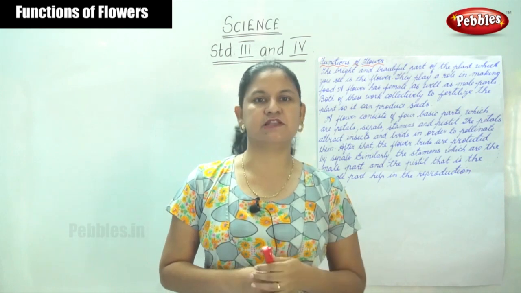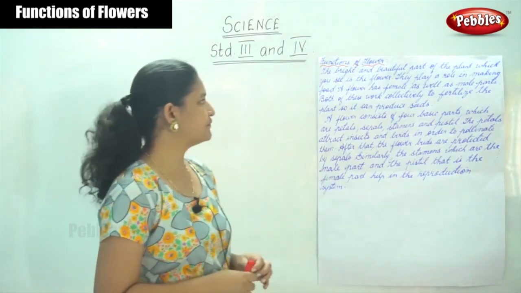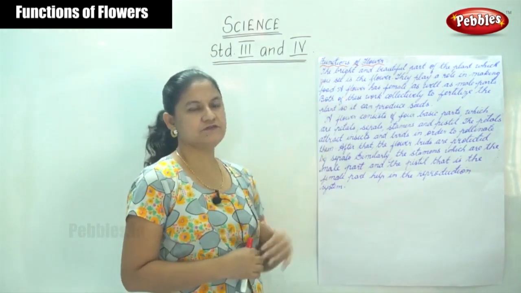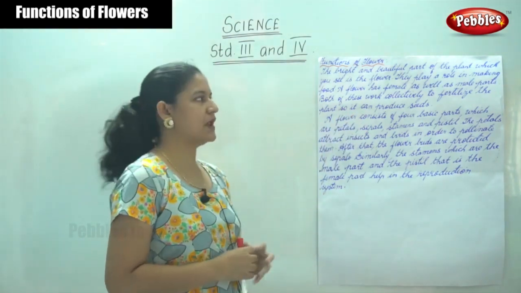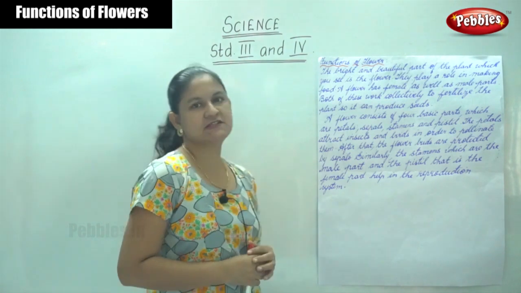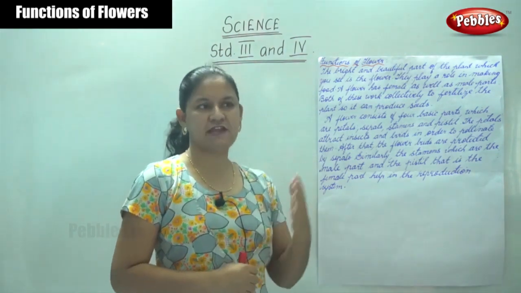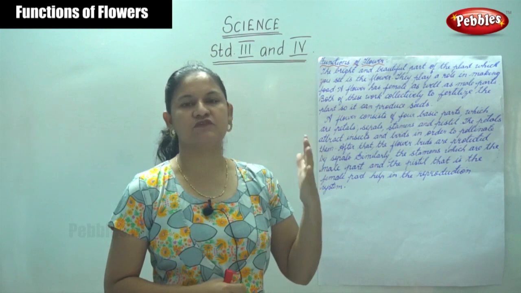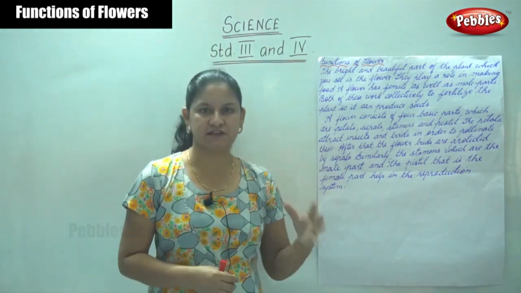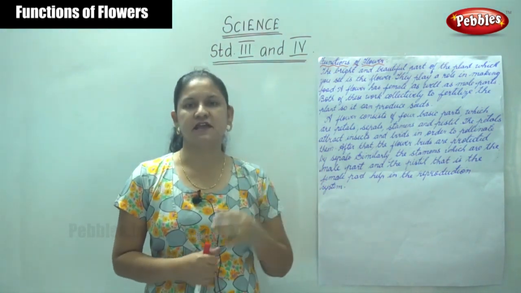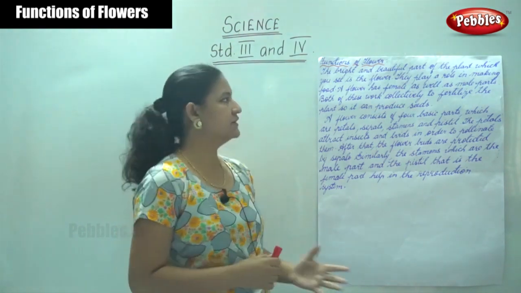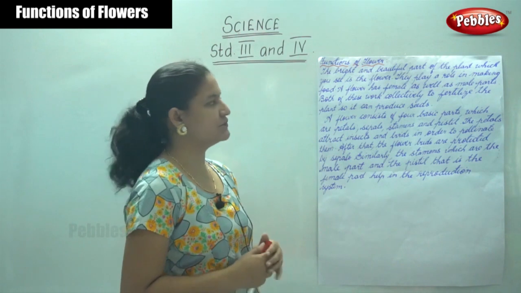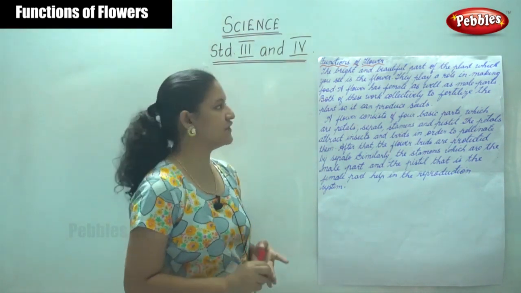So let us see what the functions of a flower are. The bright and beautiful part of the plant which you see is the flower. If you take a plant, the first thing that attracts our attention is the bright and beautiful flower that is present on the plant.